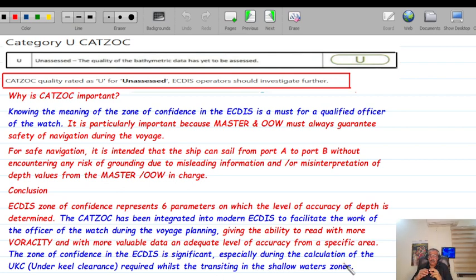The last thing you need to do, basis what I've shown on the UKC calculation, how it should be done, the additional aspect which should be included into the UKC calculation is your CATZOC. That is the area in which you're traversing, for which you're calculating the UKC. This is very important and it has become imperative.